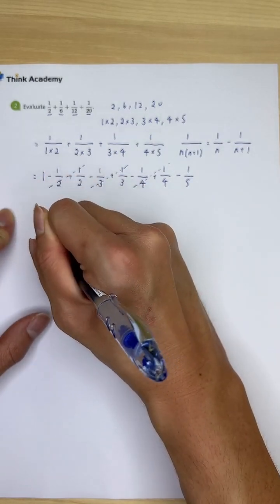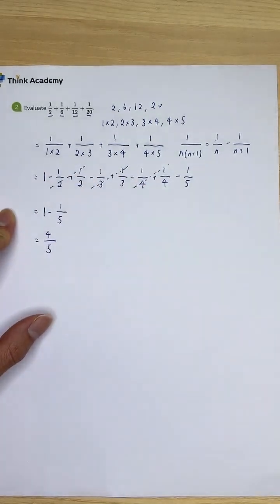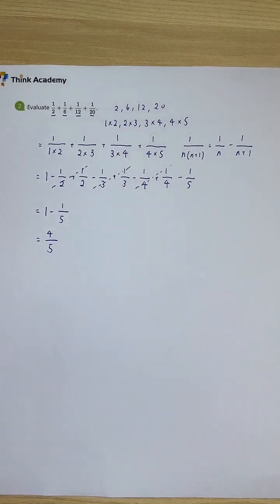And you get a final answer of 4/5. Yep, the telescopic series. So this one is called the method of difference. Some of you probably know that this is the telescoping series, which is formally taught in JC. And the way to solve this kind, in fact a closed form formula for this, is to use the method of difference.